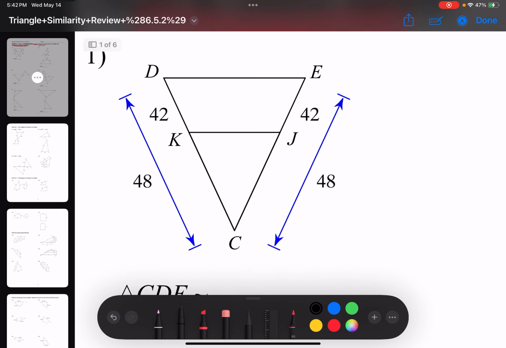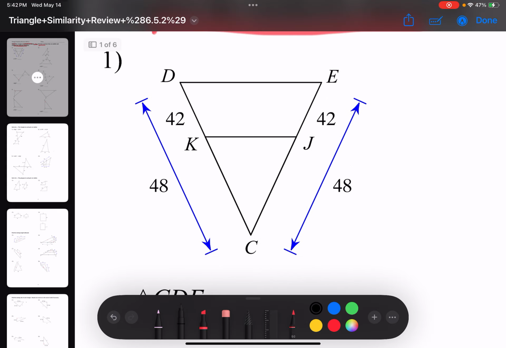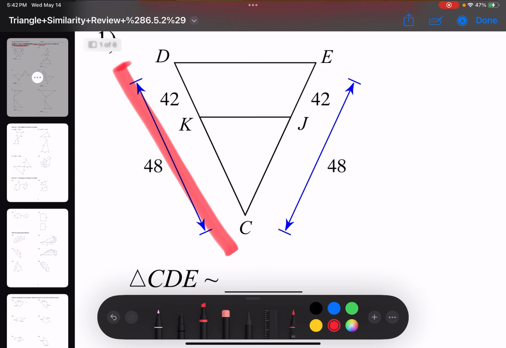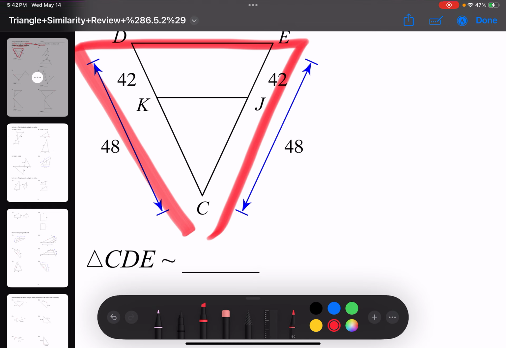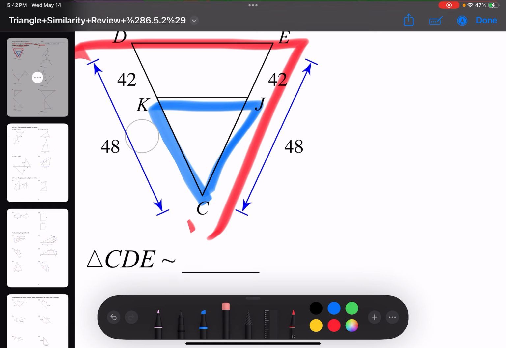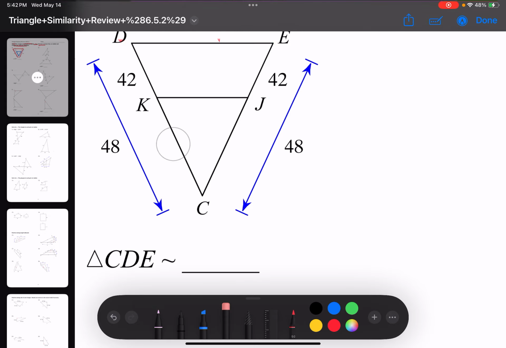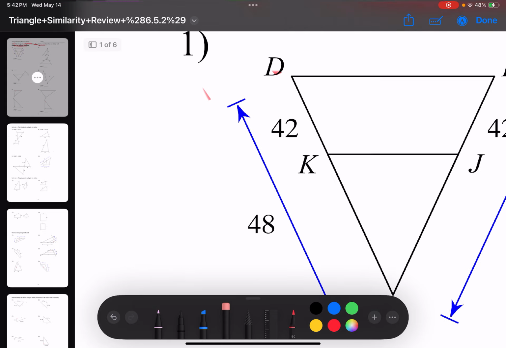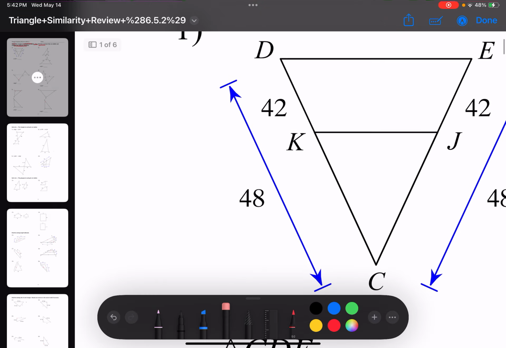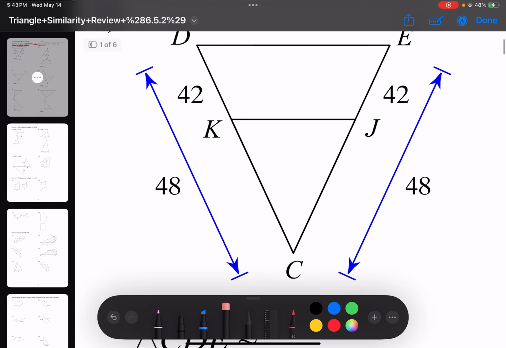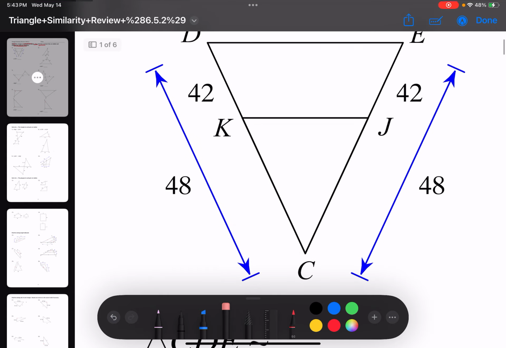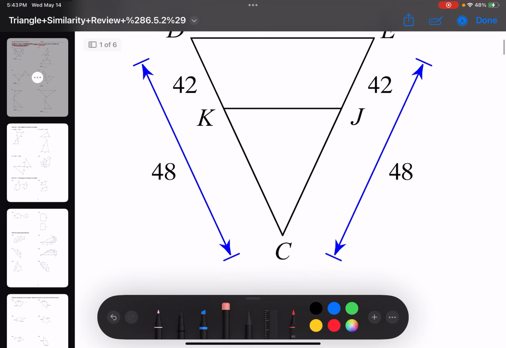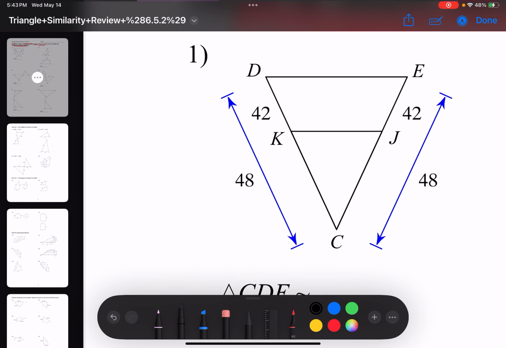For this one, the big triangle is DEC, and the little triangle is on the inside, which is this one. I did that so I could show you. For the big triangle, it says that D to C is 48, and from K to C is 42. We're going to see if they're proportional.